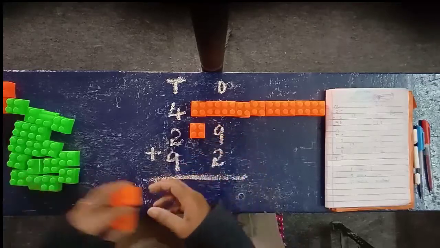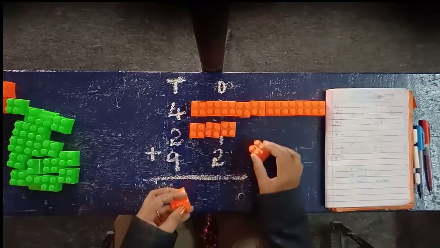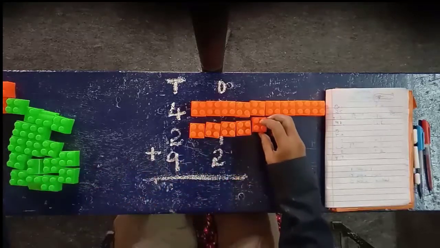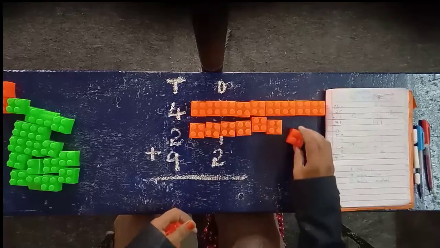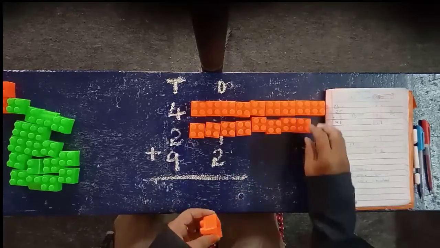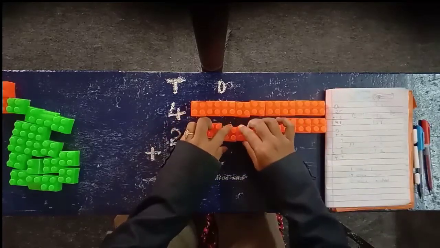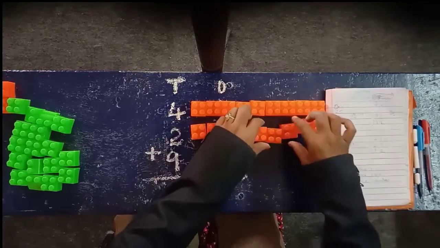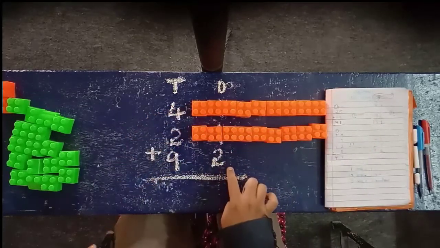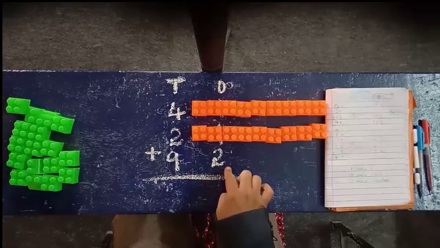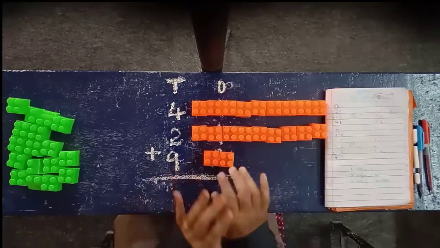Let me arrange 9 again. 1, 2, 3, 4, 5, 6, 7, 8, 9. I arranged the 9 for the second number also, children. The second number also has 9 in the ones digit. And the third number has ones digit 2. I arrange 2 blocks here. Now the ones digit has been completed.